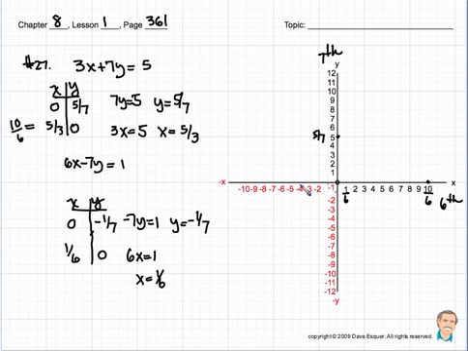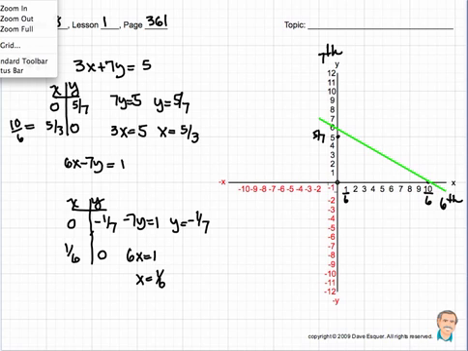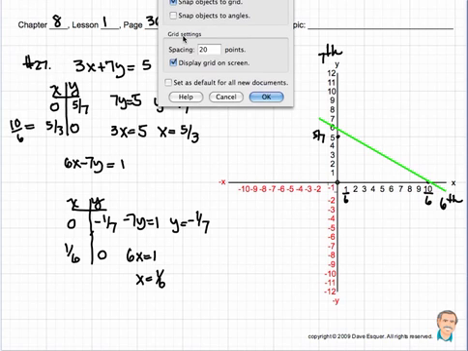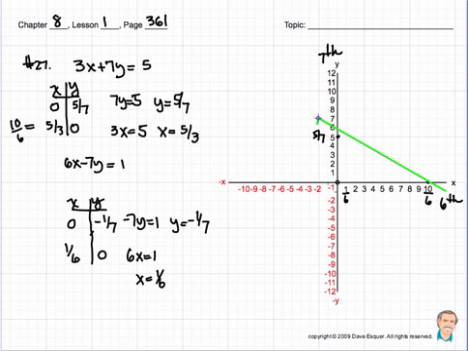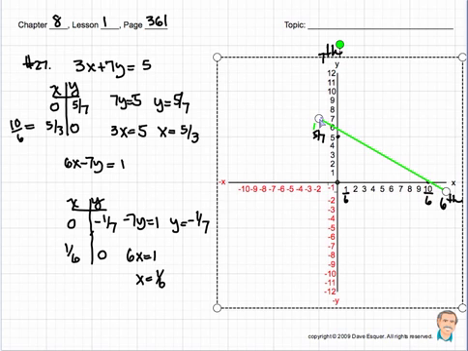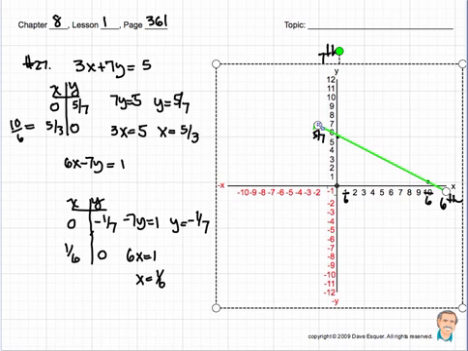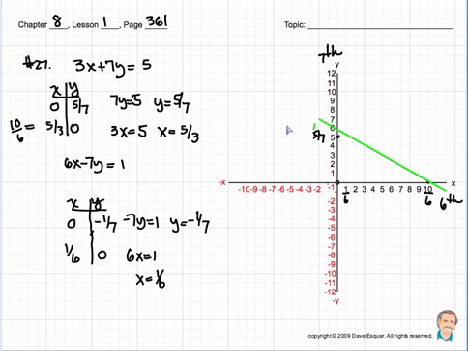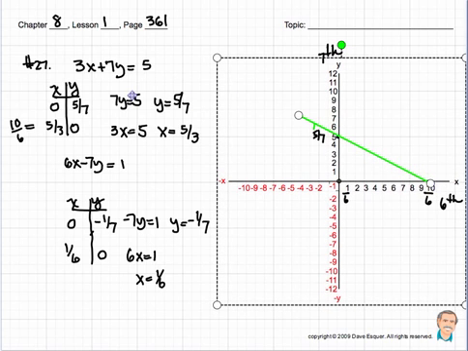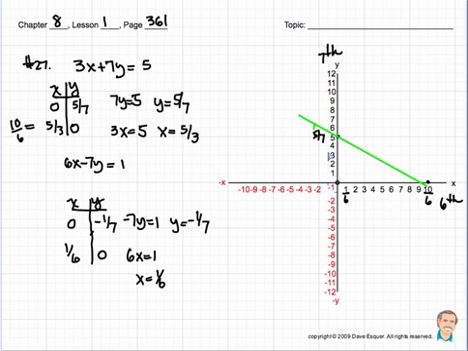This is 10/6, which is 5/3. So we could connect those dots. Oops. Let me turn that off now. Turn off my snap to grid so I can move my points around. Nope, nope, nope. Something like that. Difficult to do. Let's do the second one over here.